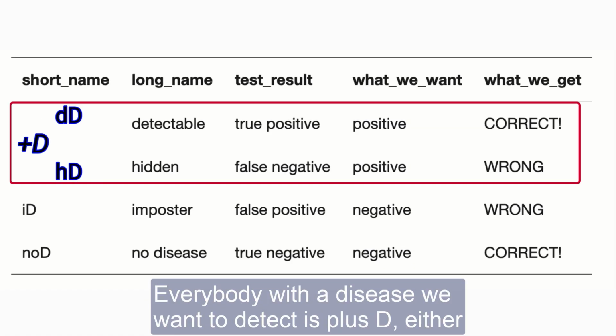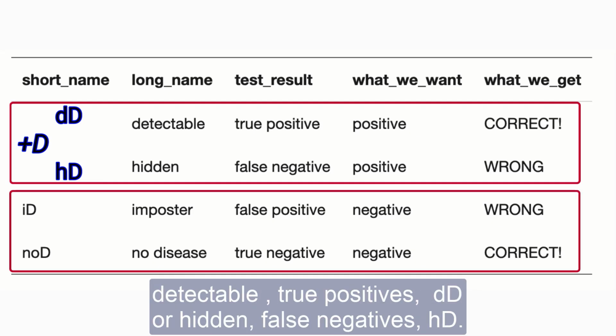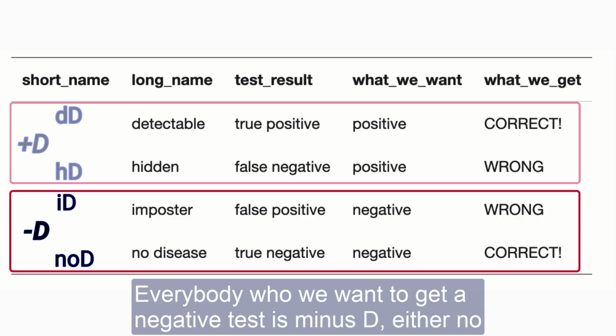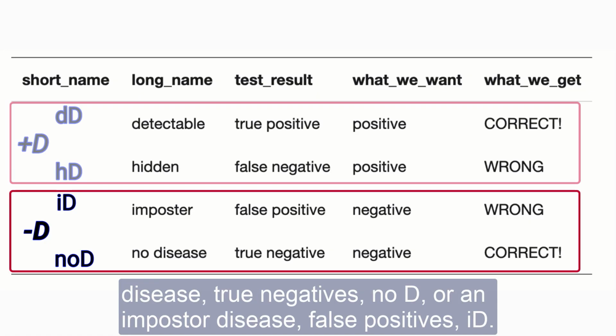Everybody with the disease we want to detect is plus D, either detectable true positives, DD, or hidden false negatives, HD. Everybody who we want to get a negative test is minus D, either no disease, true negatives, ND, or an imposter disease, false positives, ID.